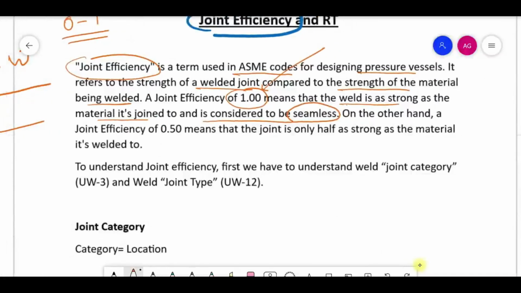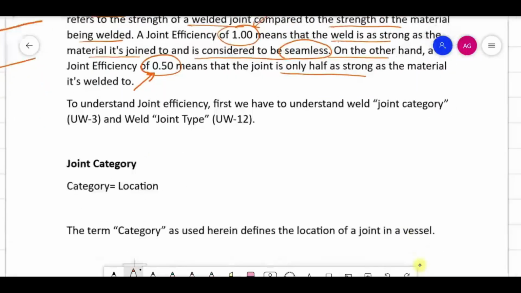If it is 1, then the weld is the best and strong. On the other hand, a joint efficiency of 0.5 means that the joint is only half as strong as the material being welded. So let's assume that the joint efficiency is 0.5. What does that mean? It means the strength of your weld is half that of the base metal. You can say it is at 50%. Further we will see.